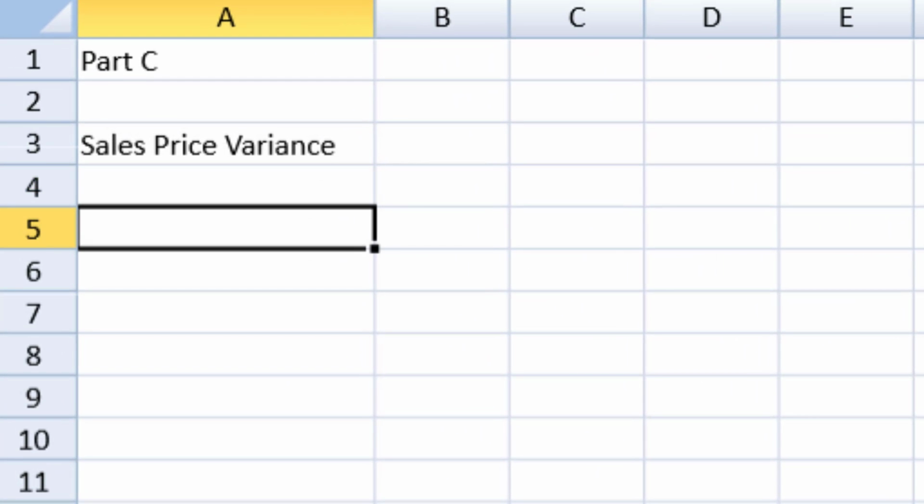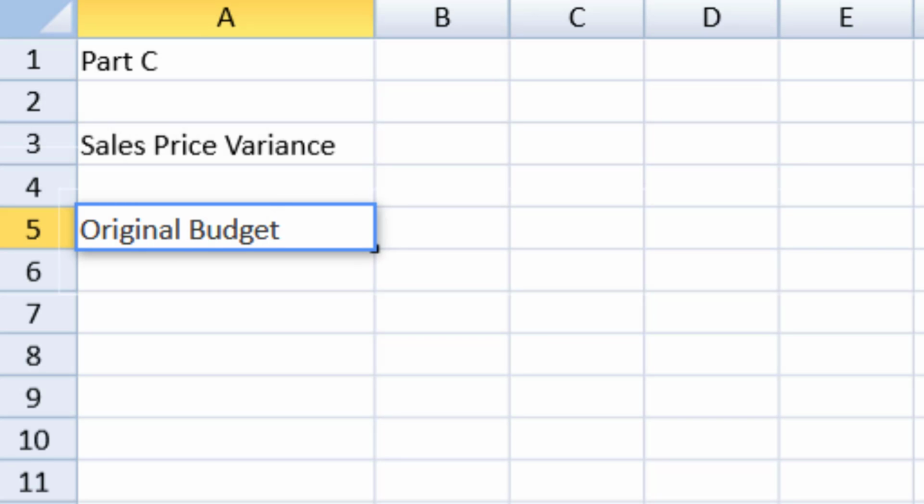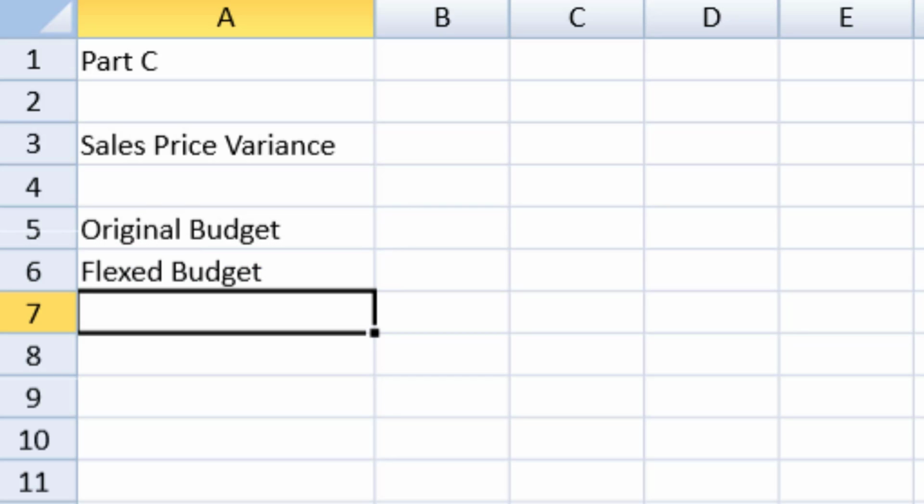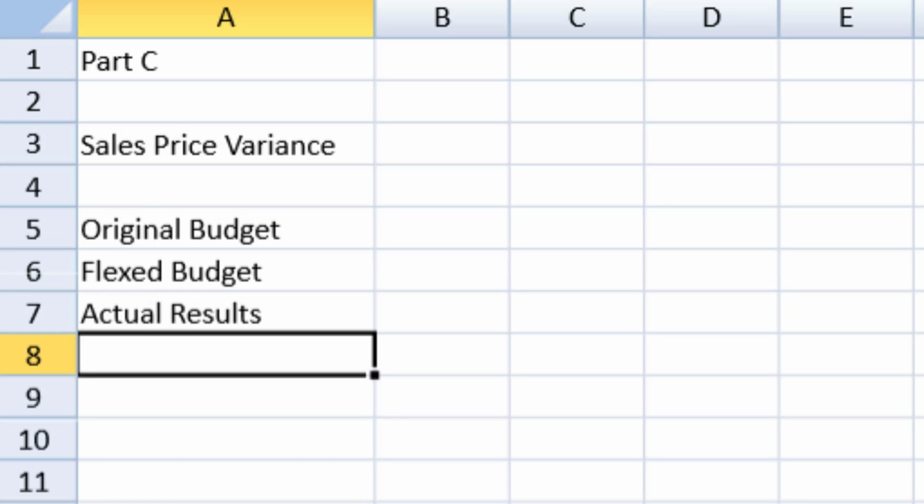If we're looking at our budget and we want to control performance, if we want to understand why the actual results are different from the budget, we can look at our sales revenue from three perspectives. We can start with the original budget. We can then look at the flexed budget. Then we can look at the actual results. And we are talking about sales.